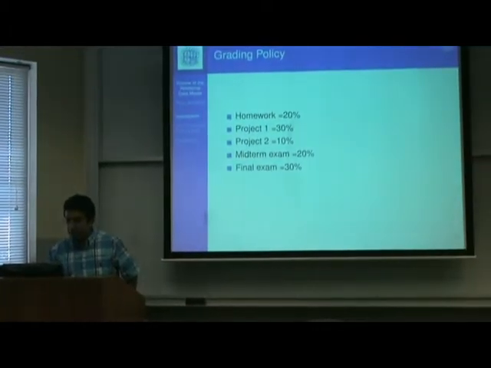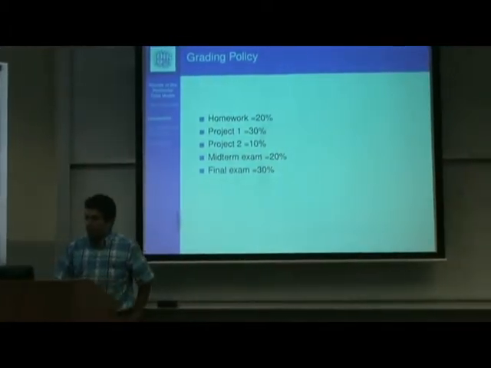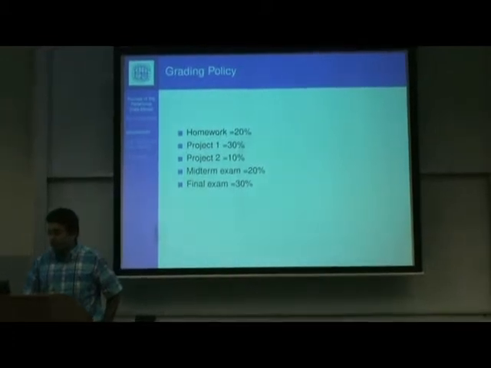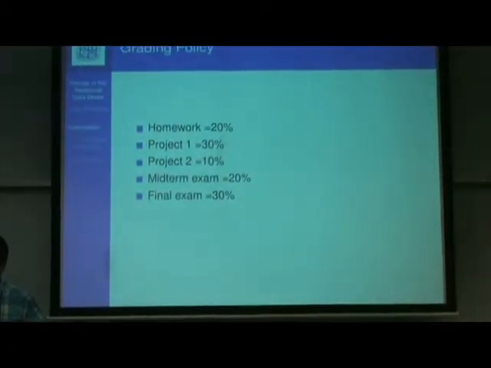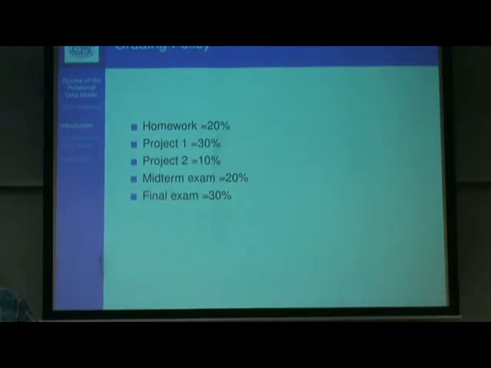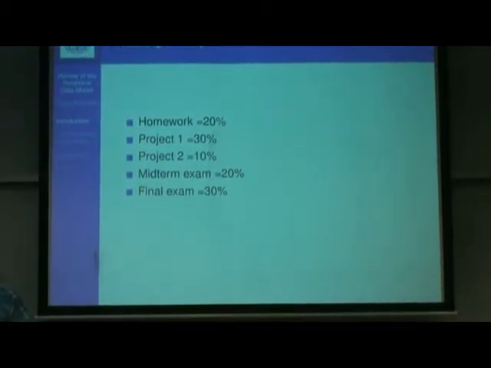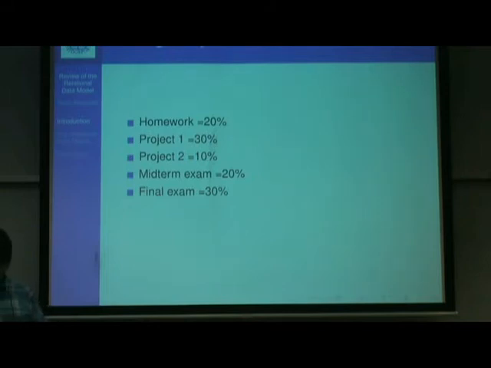And here is the grading policy. The homework will be 20% of your final mark. Project 1 will contribute 30% of your final grade. Project 2 will be 10%, and Project 2 will be implemented using Java. And we will have a midterm exam with the weight of 20%, and the final exam will be 30% of your grade. Okay. So anything odd here?